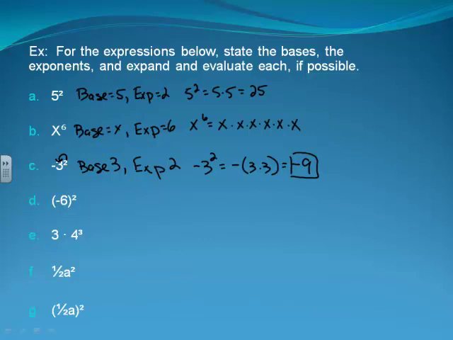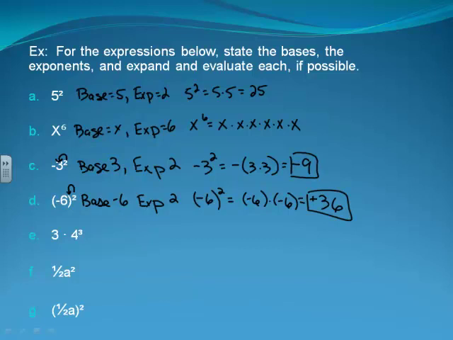Negative 6 squared. In this case, our base is both the positive 6 with the negative because of the parentheses. The exponent goes for what's directly to the left of it. Our exponent is 2. And so if we have negative 6 quantity squared, that is negative 6 times negative 6. 6 times 6 is 36. 2 negatives or double negative equals a positive.